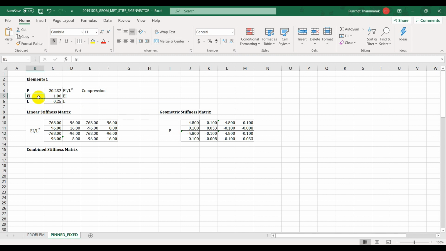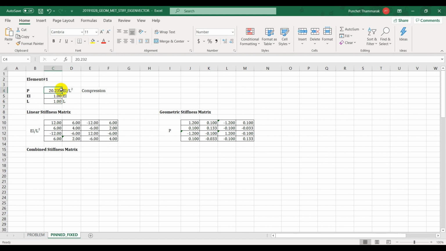EI for each individual element will be given in terms of a number multiplied by the EI, like a universal EI. The length for this element is a scale multiplied by L. So this is the linear stiffness matrix, which is made of 12 EI over L cubed and so on and so forth. I will not explain in detail. 6 EI over L squared. All of these are in here. If you just plug in 1 and 1, then you will see the 12, 6, minus 12, etc.